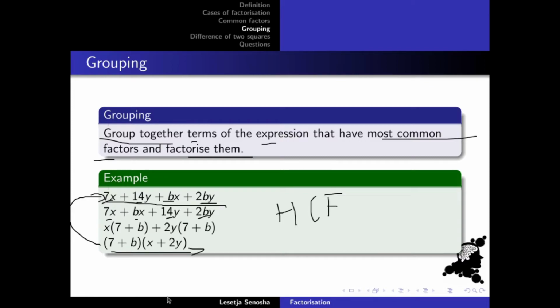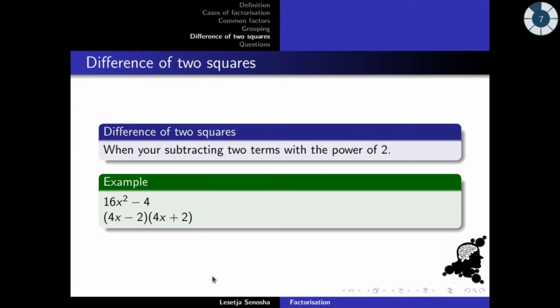We group together those who have the highest common factor, and then from there we factor out. We factorize them, and then follow our process, right? Yes, then next is the difference of two squares.